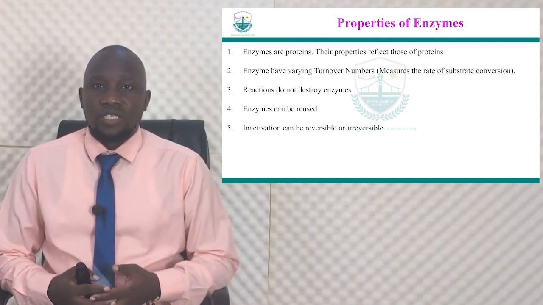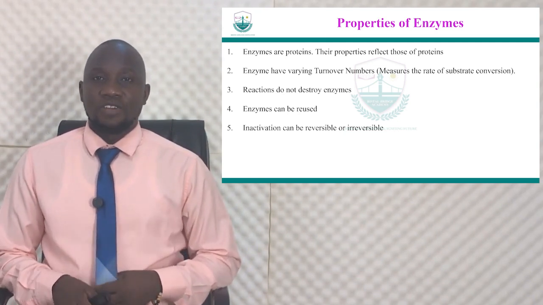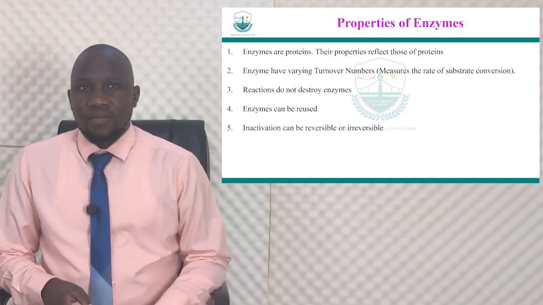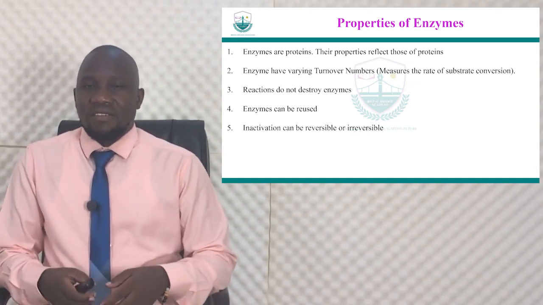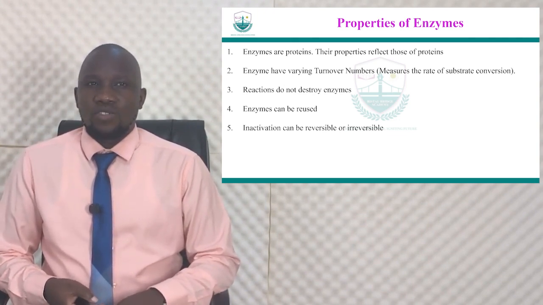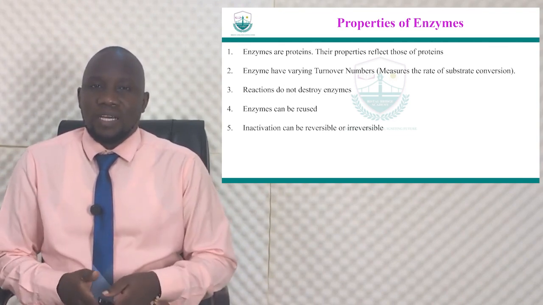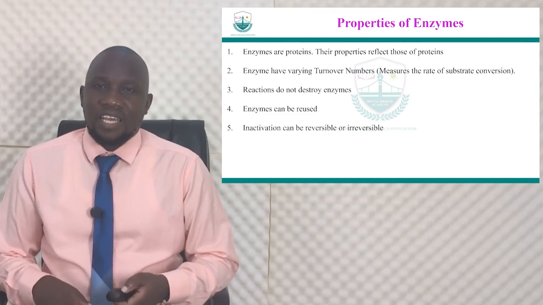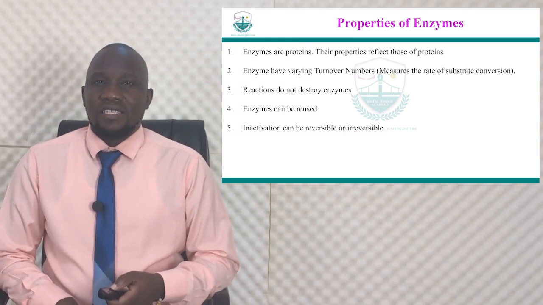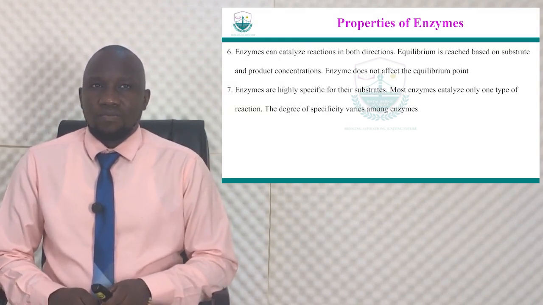Enzymes are not destroyed by the reactions that they catalyze. That means that they remain unchanged, just like what happens with inorganic catalysts. So they are released at the end of the reaction. What they usually do is lower what we term the activation energy, the energy that is required for a reaction to basically start.